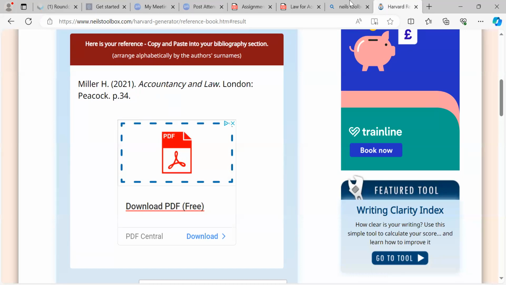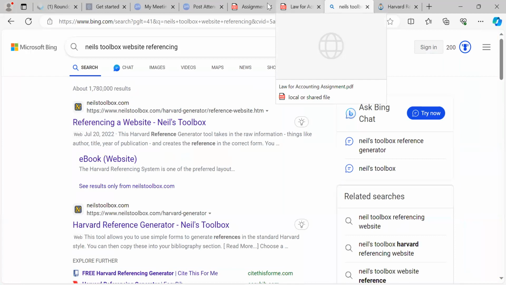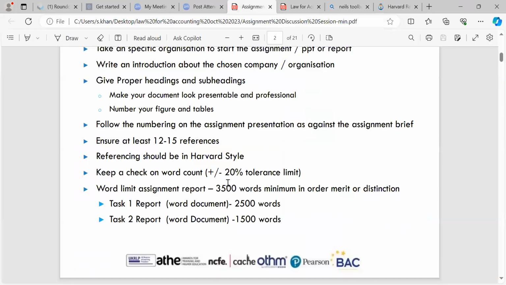So this is a really good website, if you want to use it, it's up to you. It's called Neil's Toolbox. It's really good for you to use, and it will help you. The Harvard system that UK Varsity use is called the Harvard System of Referencing, not the numerical one. So be careful you use the Harvard system. Any questions?